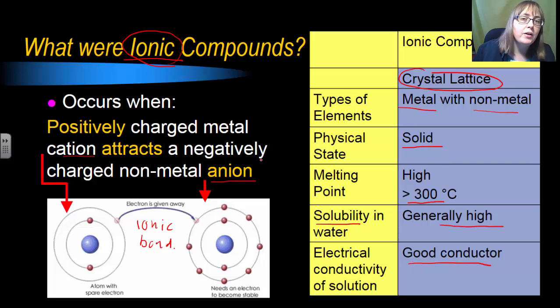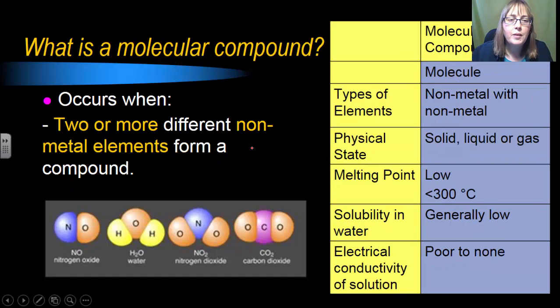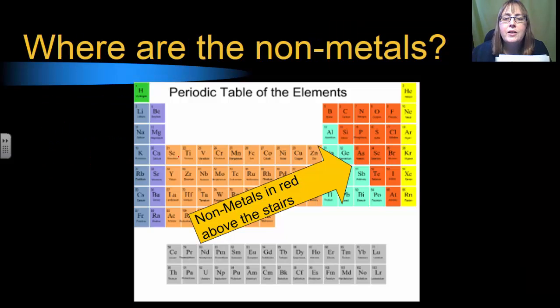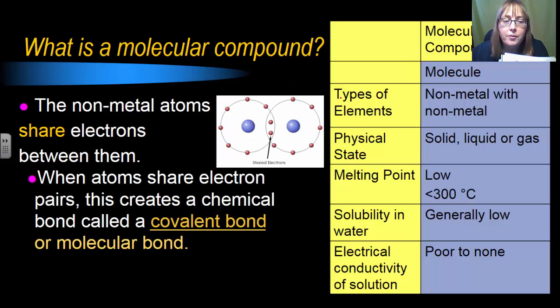So let's go over and talk about the molecular compounds. Molecular compounds are slightly different from ionic compounds because they don't have metals in them. They're two different types of nonmetals coming together and bonding with each other. So where exactly were these nonmetals again? Right, these nonmetals were in the periodic table above those stairs. You remember we talked about the stairs? Our nonmetals are things like carbon, nitrogen, oxygen, fluorine, chlorine, sulfur, phosphorus, etc. Those are going to be bonding together with each other.